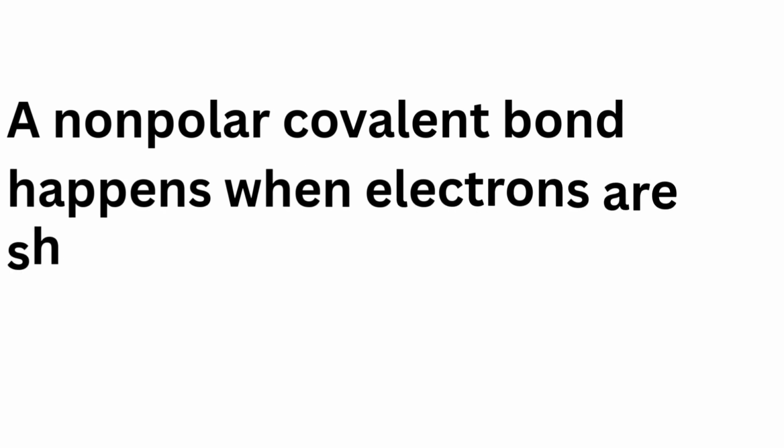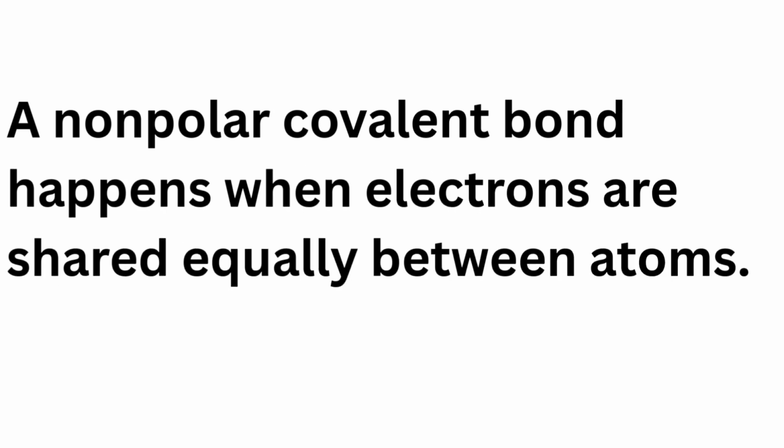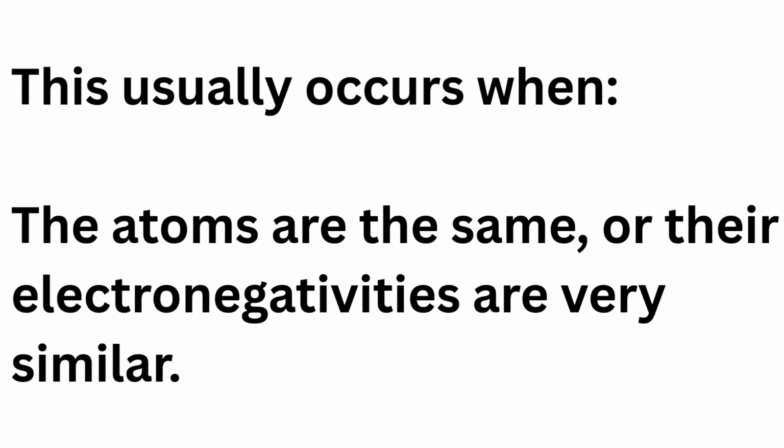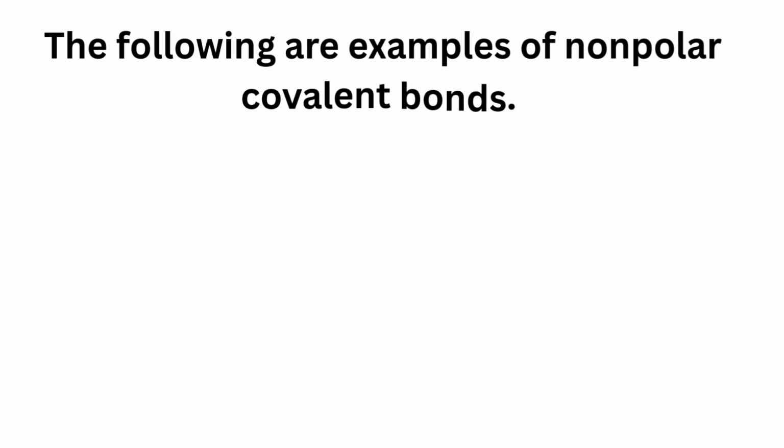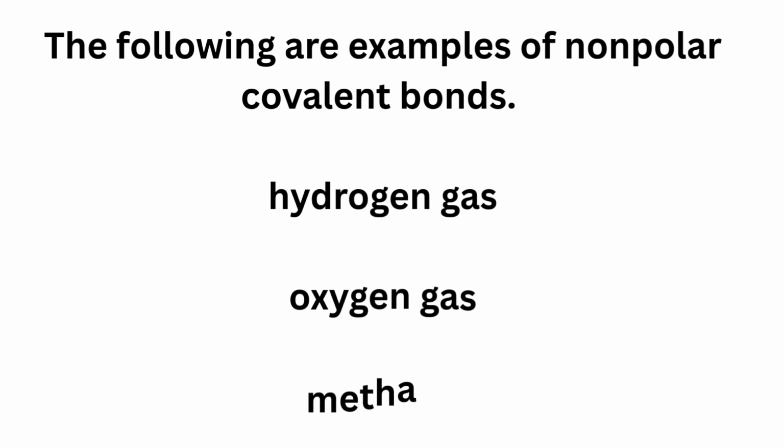A nonpolar covalent bond happens when electrons are shared equally between atoms. This usually occurs when the atoms are the same or their electronegativities are very similar. The following are examples of nonpolar covalent bonds: hydrogen gas, oxygen gas, methane. Because the electrons are shared evenly, there are no partial charges in the molecule.